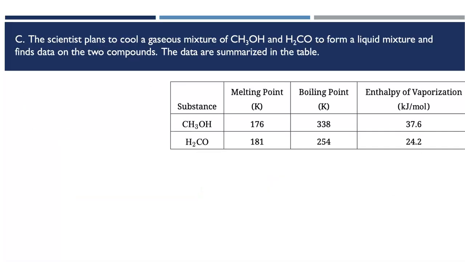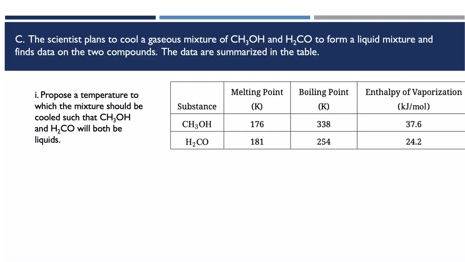They matter. The scientist plans to cool a gaseous mixture of these 2 compounds to form a liquid mixture and finds data on the 2 compounds, and the data are summarized in the table. So we have the 2 substances with their melting points, we have their boiling points, and we have the enthalpy of vaporization. Propose a temperature to which the mixture should be cooled such that both substances are liquids.